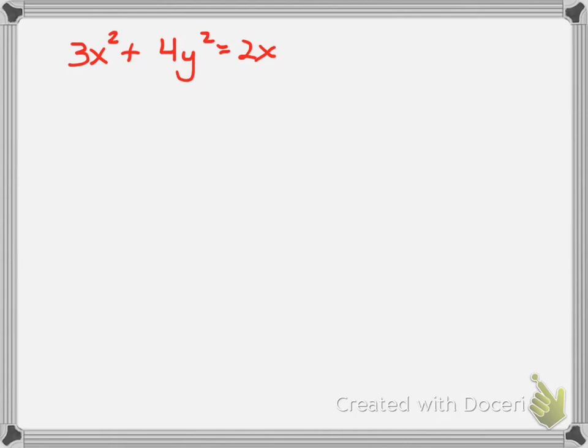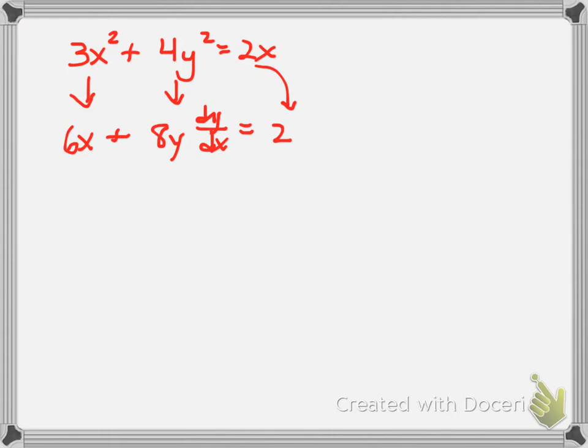So remember, our steps were, first and foremost, you derive every single thing that you see. So this derivative would be 6x. And then here's the tricky thing, right? This derivative would be 8y times dy/dx. Now, why is that? Let's get to that in a minute. This derivative would just be 2. So let me come over here for a second.